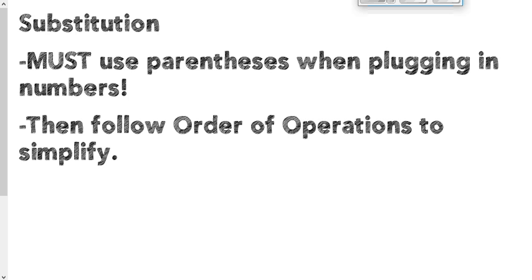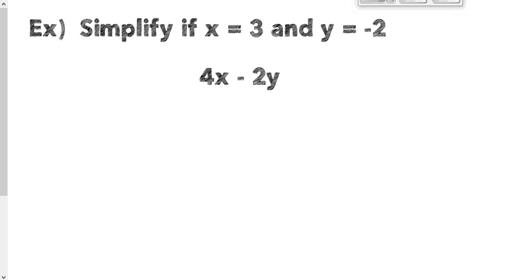A couple of key things: we want to use parentheses when we plug in our numbers. That's always very important. That's going to help you, especially with like multiplication and exponents. It'll help you keep things with your signs and your integers straight. And the other thing that we want to make sure that we do is we want to follow order of operations. So anytime we simplify, order of operations is always the thing that we want to use.